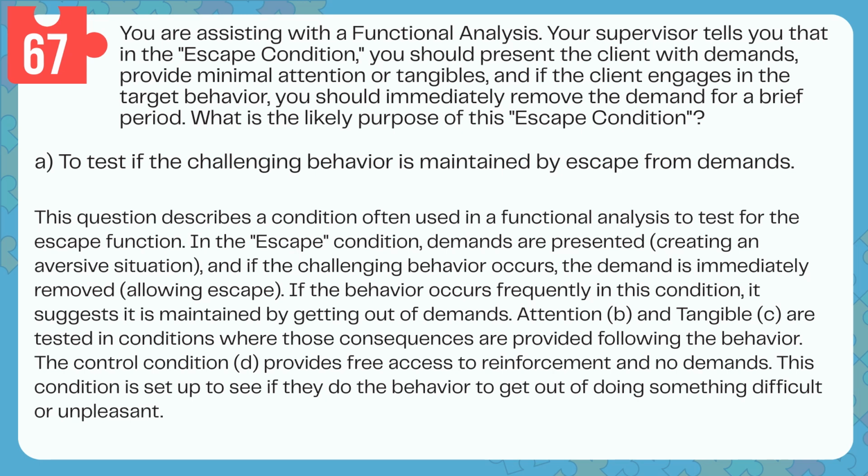Attention, B, and tangible, C, are tested in conditions where those consequences are provided following the behavior. The control condition, D, provides free access to reinforcement and no demands. This condition is set up to see if they do the behavior to get out of doing something difficult or unpleasant.